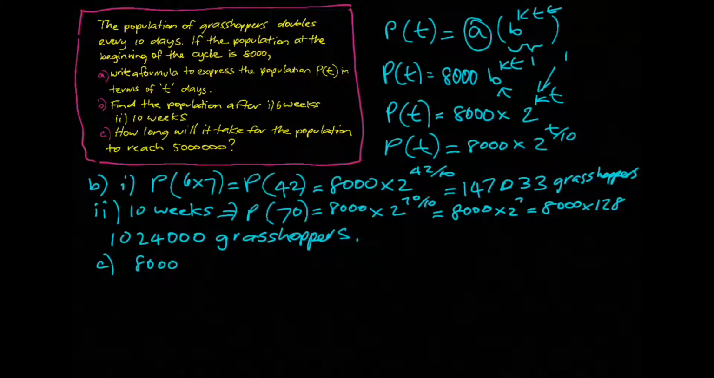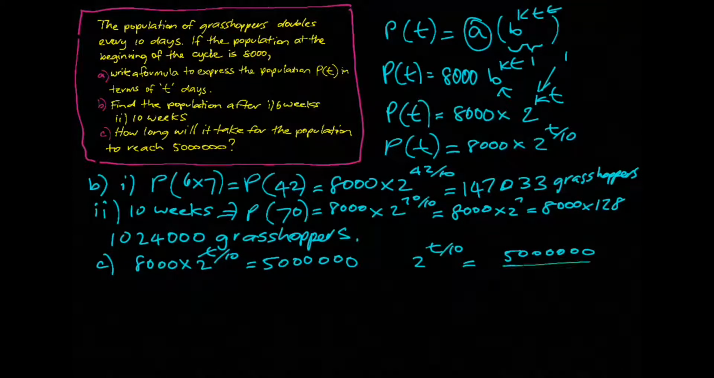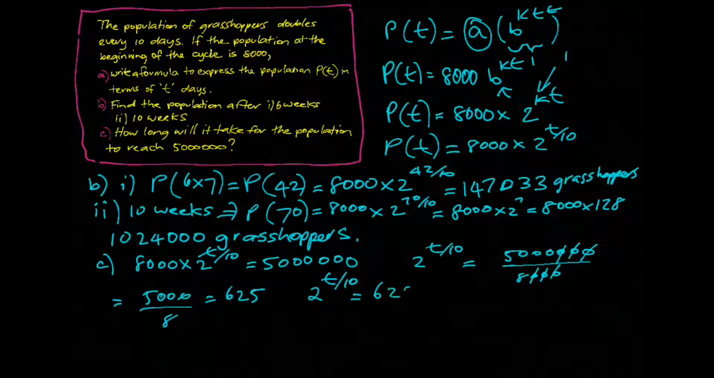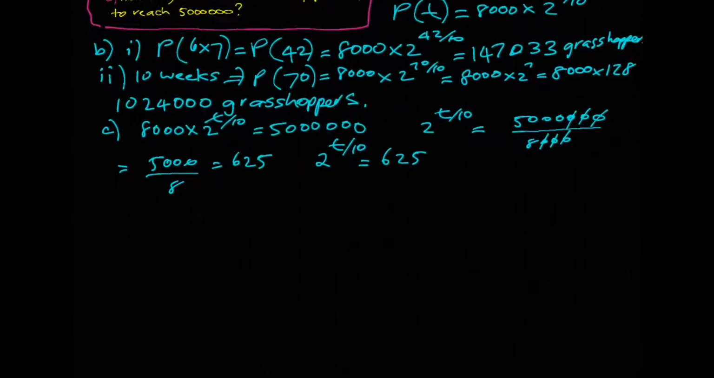So part C, how long will it take for the population to reach 5 million? So 8,000 times 2 to the t on 10 equals 5 million. So 2 to the t on 10 is equal to 5 million on 8,000. Some of the zeros can cancel. So that equals 5,000 on 8, which equals 625. So we've got 2 to the t on 10 equals 625. So we can take the log form now, and we can say that log to base 2 of 625 is equal to t on 10.